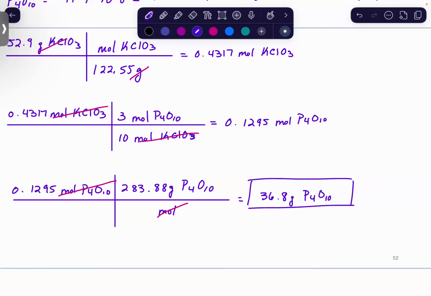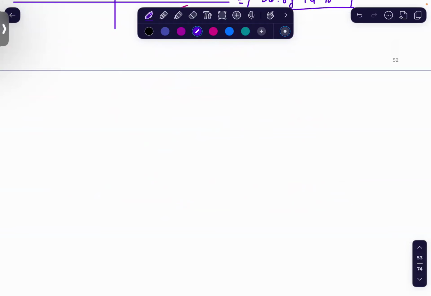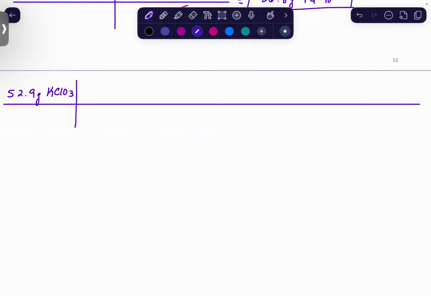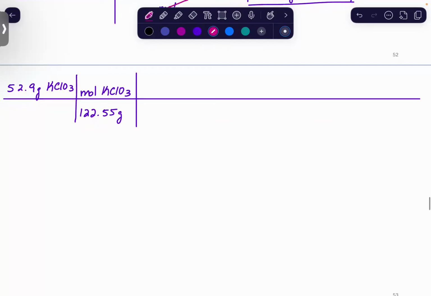And so everything we just did up here in a stepwise process, I'm now going to put into one long grid, just so you can see what that looks like. So again, I'm going to start with the 52.9 grams of potassium chlorate. I know that I have to turn it to moles, so I'm going to divide by its molar mass. And you notice that again, grams and grams divide out.